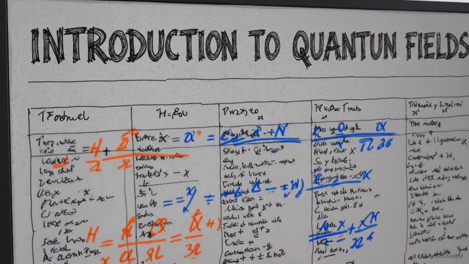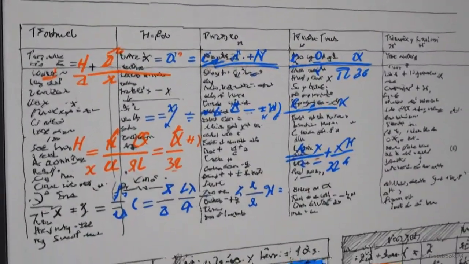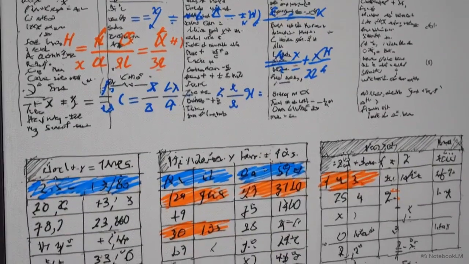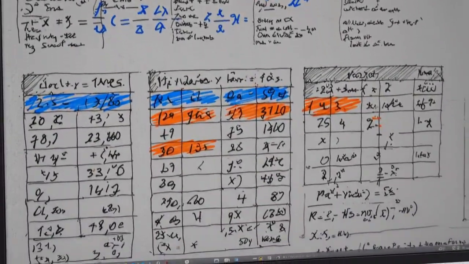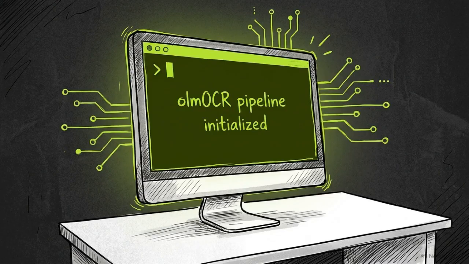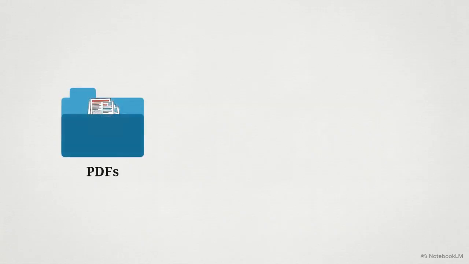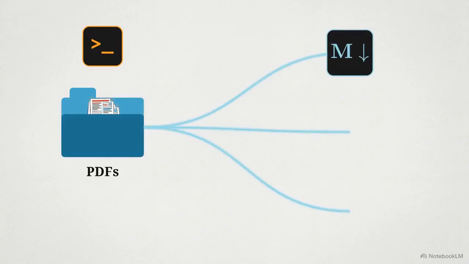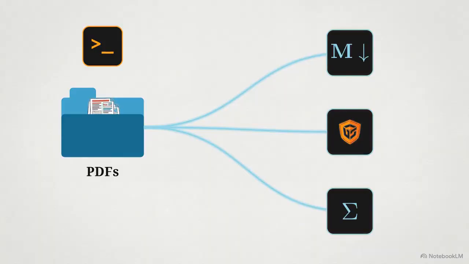When standard optical character recognition systems try to read multi-column academic layouts, embedded tables, or dense math equations, the process frequently fractures into broken bounding boxes and garbled text. To solve this, we are going to configure a local olmOCR pipeline. By the end of this process, you will be able to point a single script at a folder of these documents and convert them into Markdown, HTML, and LaTeX.